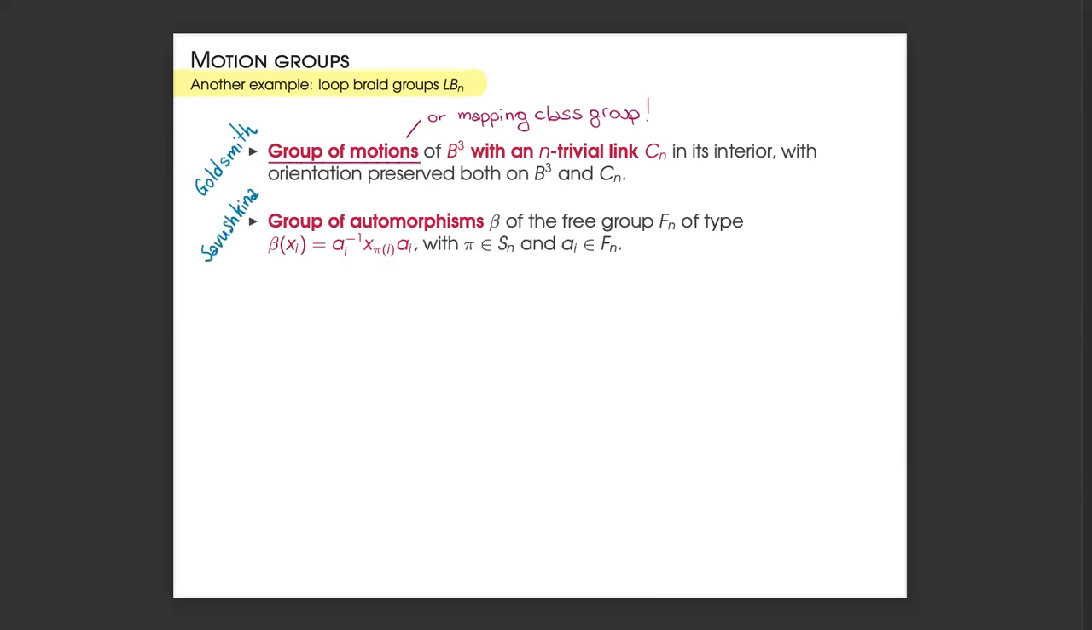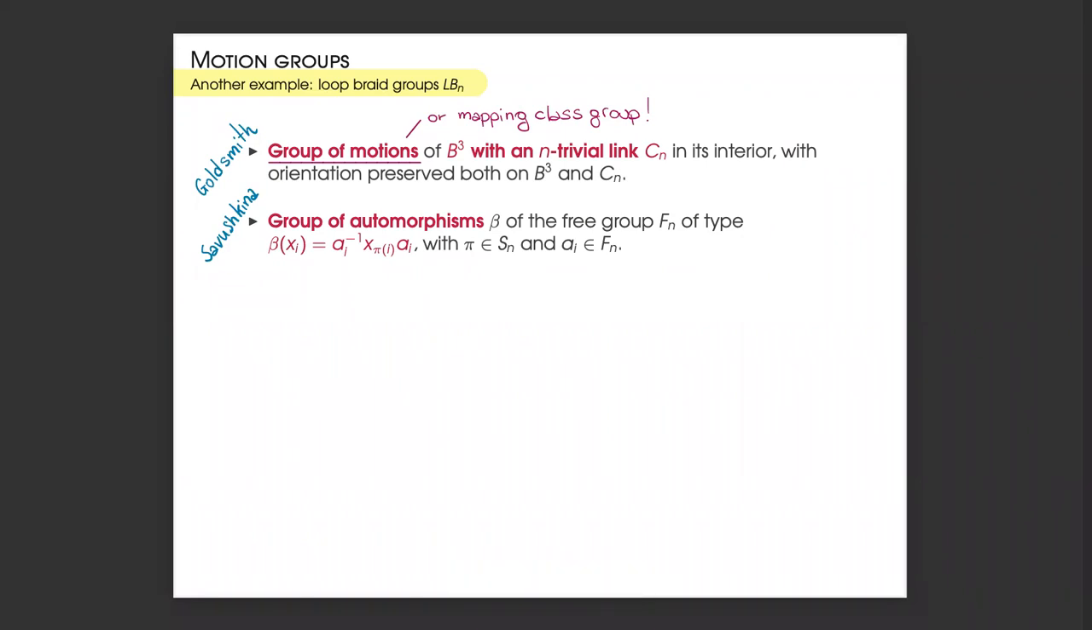Then we can define loop braid groups as the group. Sorry, what does n-trivial mean? Sorry, that's a bit compact and thought for non-theory people. It's a trivial link with n components. So we mean n topological circles. Thank you. You're welcome.